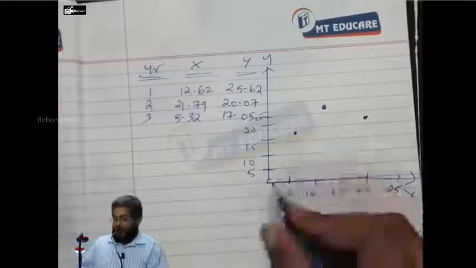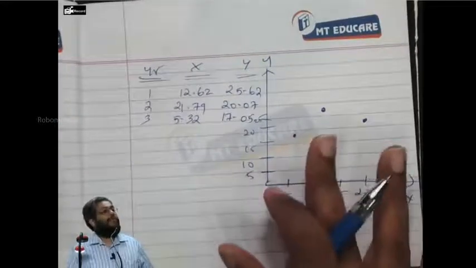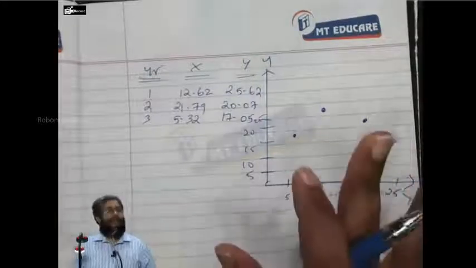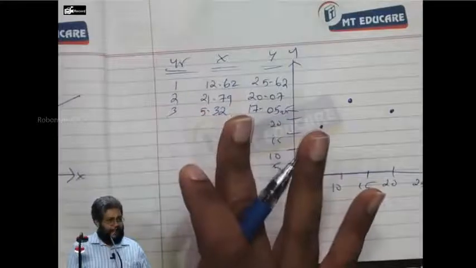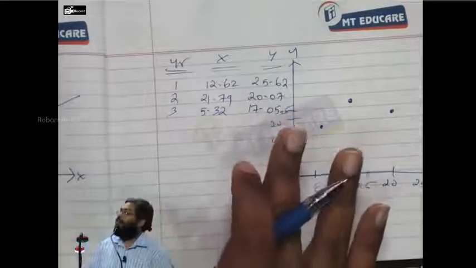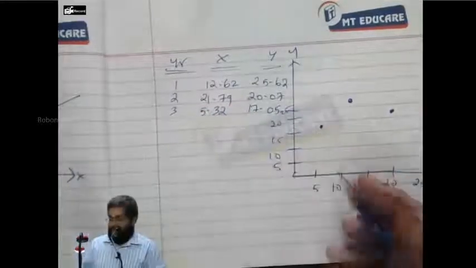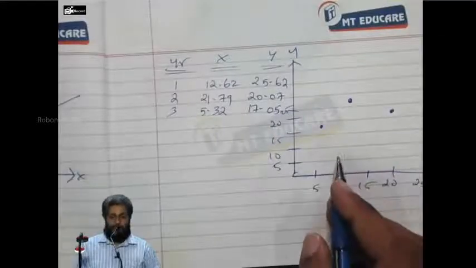Now tell me, if I join the points, can I form a straight line? No. The points are scattered. They are not fitting into a straight line naturally. Now, I only wrote 3 years of data. I can write 4 or 5 years of data, and the points may still be scattered.